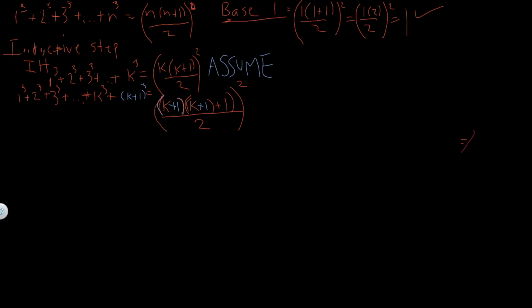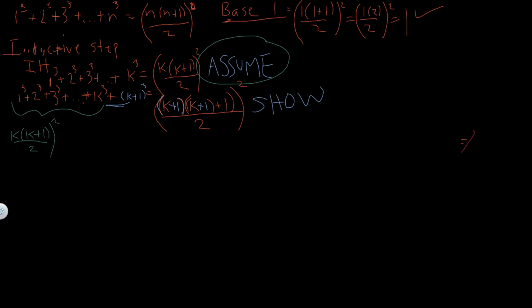Okay, so this is what we want to show here. We want to show that the left side of this equation is equal to the right side. And in order to do that, we have to manipulate the numbers so that we can prove it. The first thing we know, based off of our assumption, is that the first k elements of this is going to be equivalent to k times k plus 1 divided by 2 quantity squared.